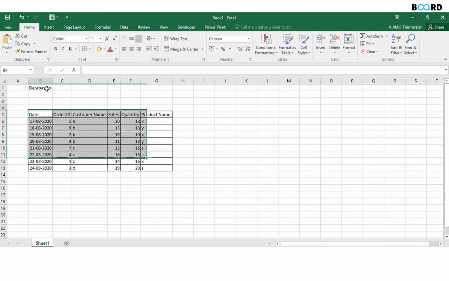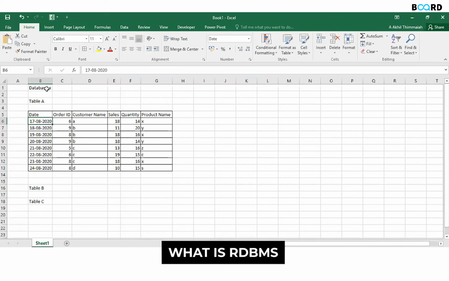This is one table. Let's call this table A. Now there can be table B also, table C. Like we did it in Excel, there was an orders table, there was a returns table, there was a people table. Tables A, B, and C can be a part of a database. It's a place where data is stored. Now, what is RDBMS?